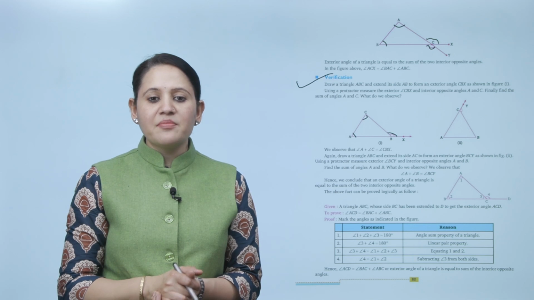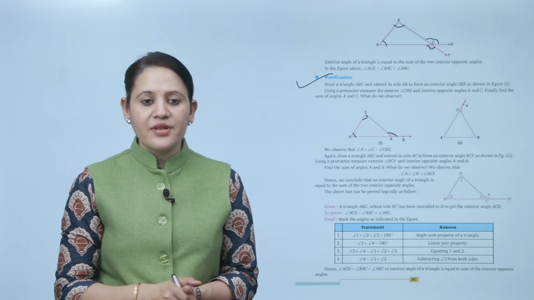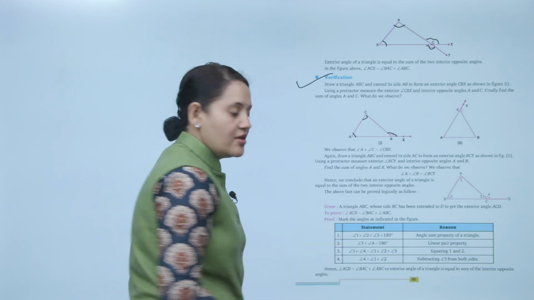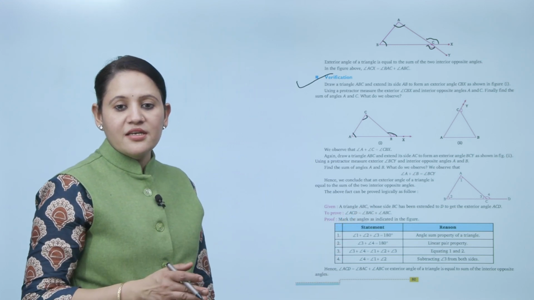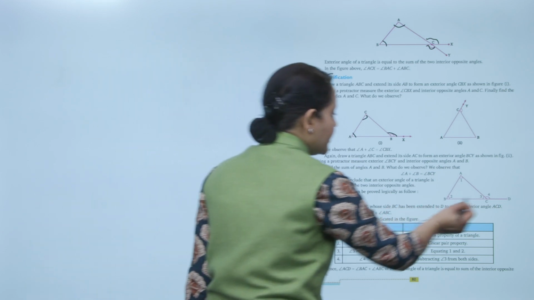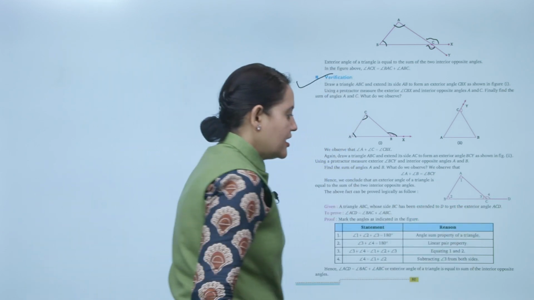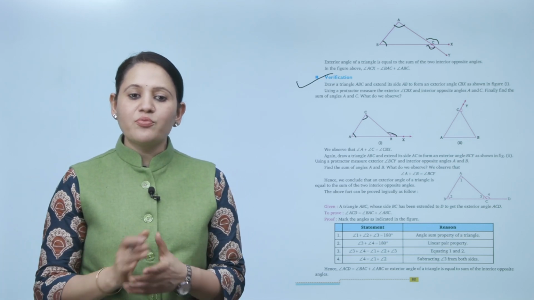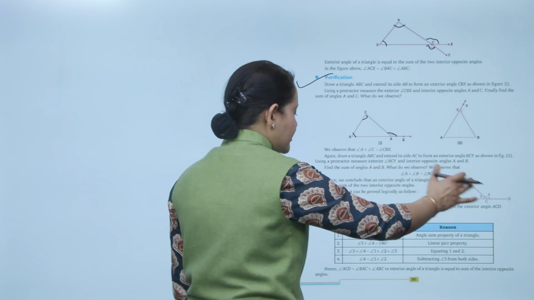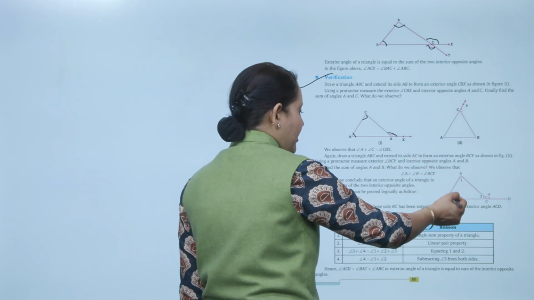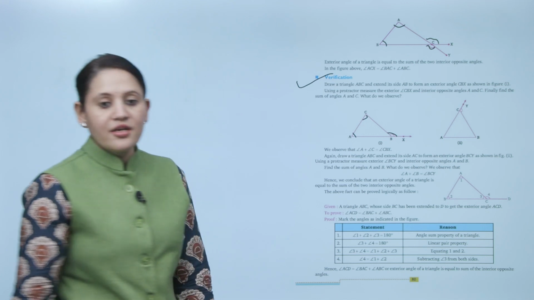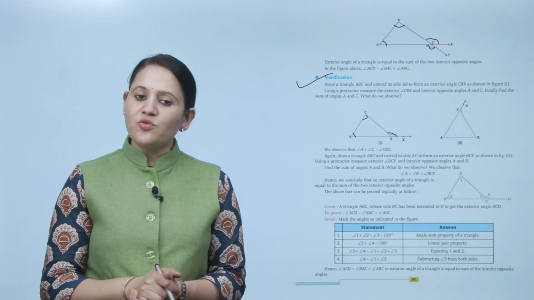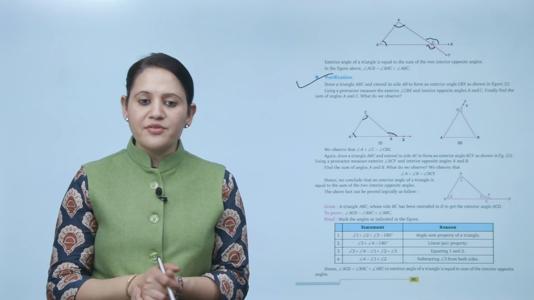The above fact can be proved logically as follows. So here a triangle ABC is given, whose side BC is extended to the point D to get the exterior angle, that is ACD. Now we have to prove that angle ACD equals angle A plus angle B. Now mark the angles indicated in the figure. Statement: 1 plus 2 plus 3 is 180 degrees, by the angle sum property of the triangle.